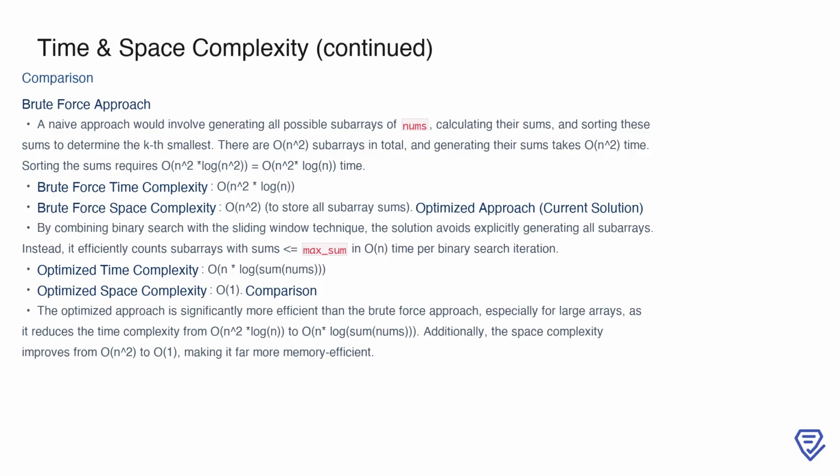In contrast, the optimized solution avoids explicitly generating subarrays and instead uses a combination of binary search and the sliding window technique. This reduces the time complexity to O(n * log(sum(nums))), as binary search narrows the range of sums logarithmically, and counting subarrays for each candidate sum takes linear time. Additionally, the space complexity is reduced from O(n^2) to O(1), since no extra storage is needed. Clearly, the optimized approach is far more efficient in both time and space, especially for large input arrays.